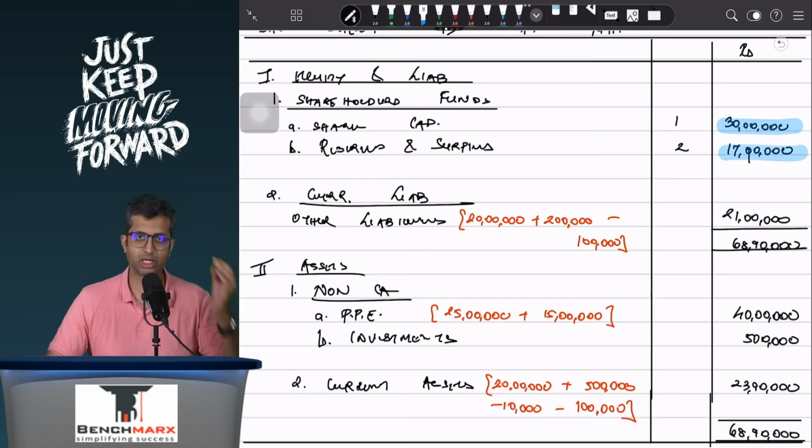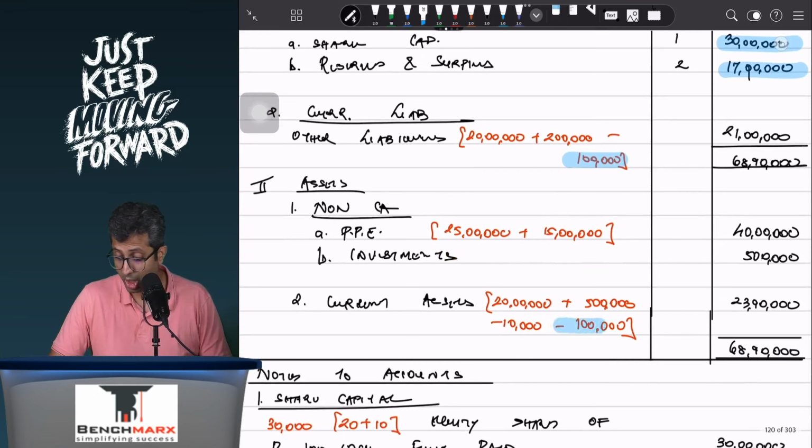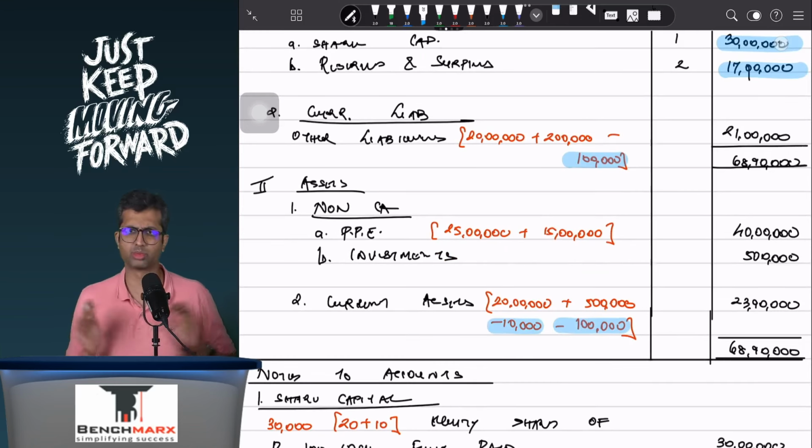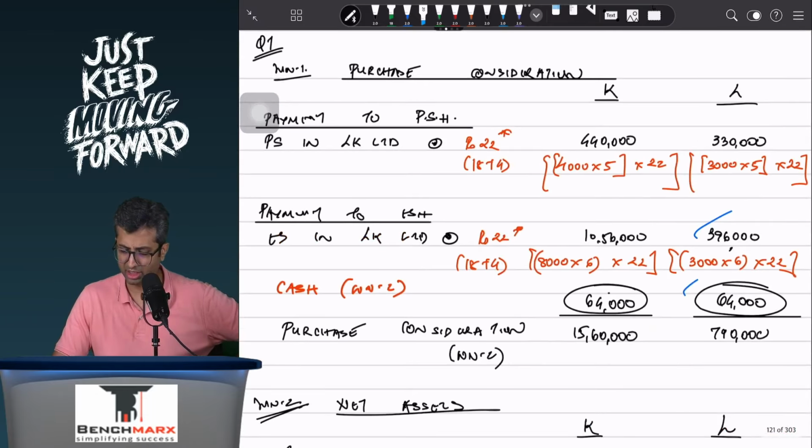In your current liabilities, you will have intercompany elimination of 1 lakh. In your current assets, you have intercompany elimination of 1 lakh as well as 10,000 for unrealized profit in stock, and that is about it. So there's nothing else which is significantly different over here.